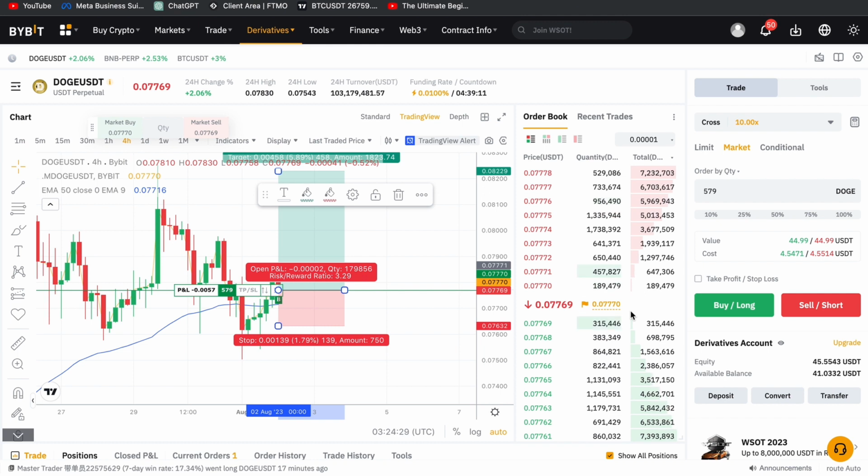So if you want to sell a pair, make sure that the moving average is above the candlesticks. And if you want to buy, make sure that the 50 EMA is below the candlesticks. I only trade in the 1 hour and 4 hour time frame.